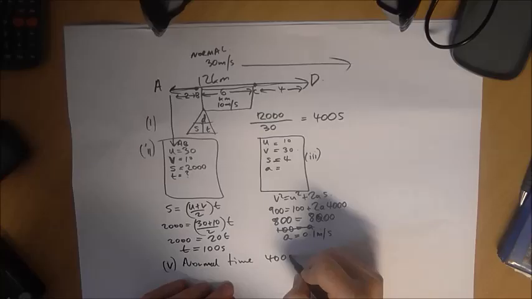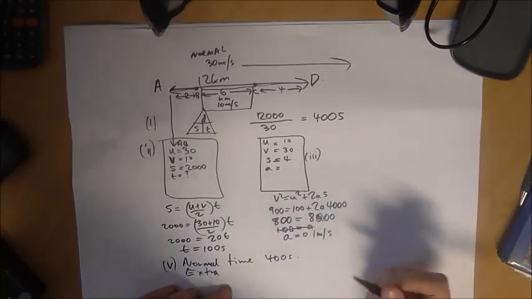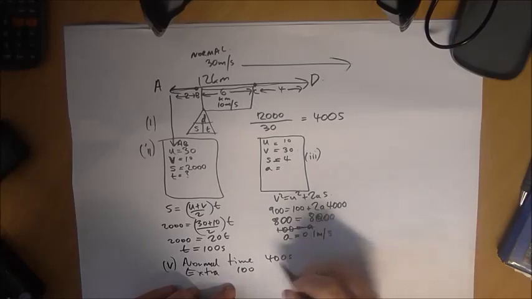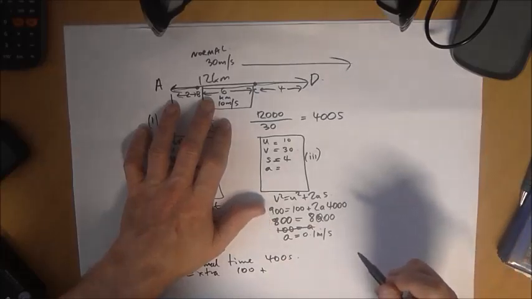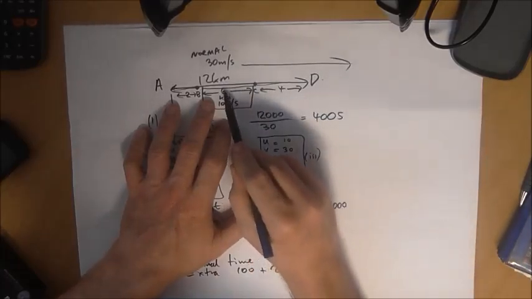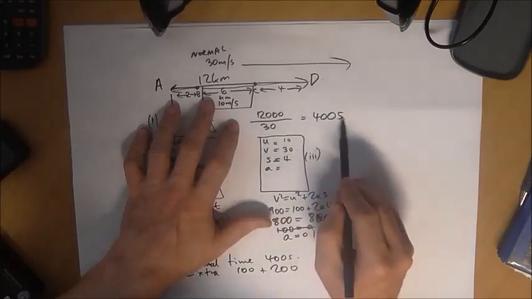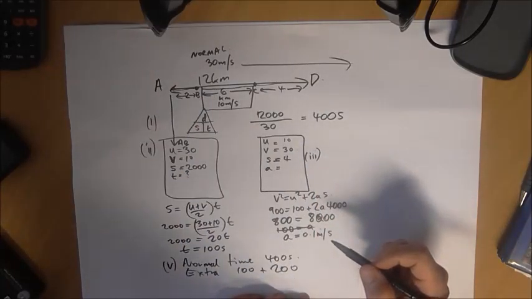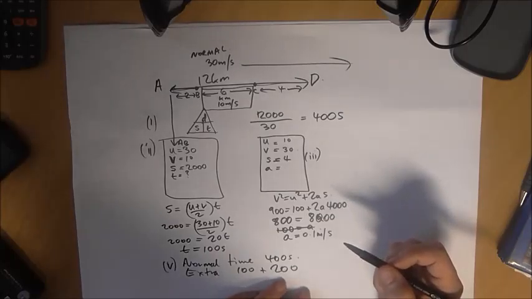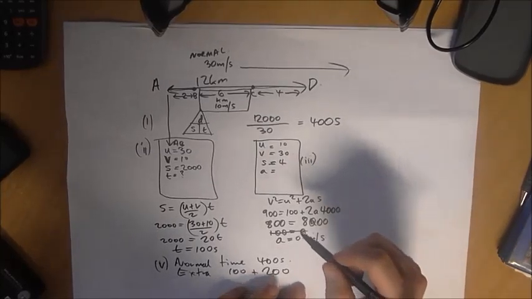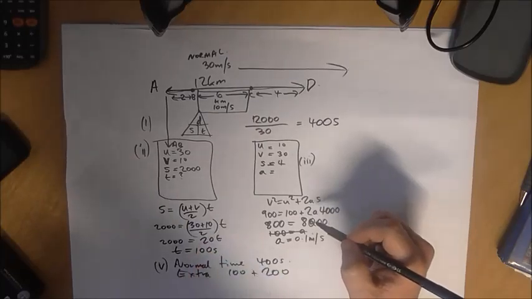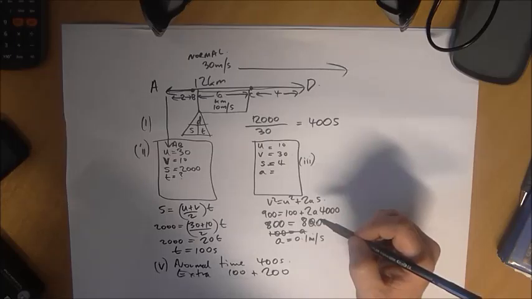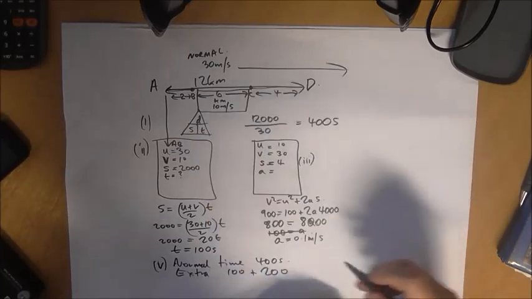is 400. Extra time is 100 plus the normal. This section is just half of the original, so that'll be a 200. That's just 6 versus 12, so it'll be taking half that normal time, which is 200. And then finally, for this, how can I work out the time? Oh, I'll just use this again.